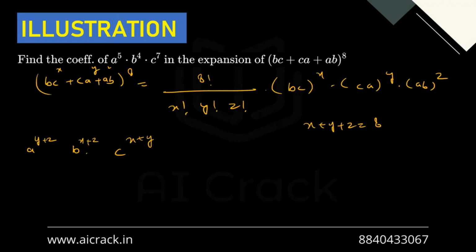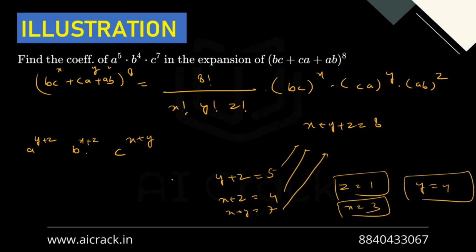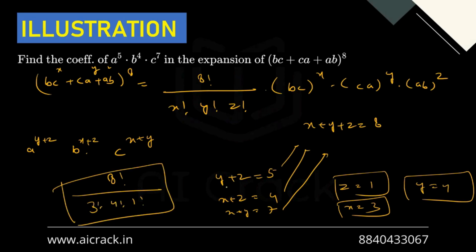Now with the given condition, y plus z should be 5, x plus z should be 4, and x plus y should be 7. Now what we can do is subtract these and find out the values of x, y and z. So z would come out to be 1, and from here x would come out to be 3 and y would come out to be 4, right? So the coefficient would be 8 factorial divided by 3 factorial, 4 factorial and 1 factorial. So this is the value of our coefficient.